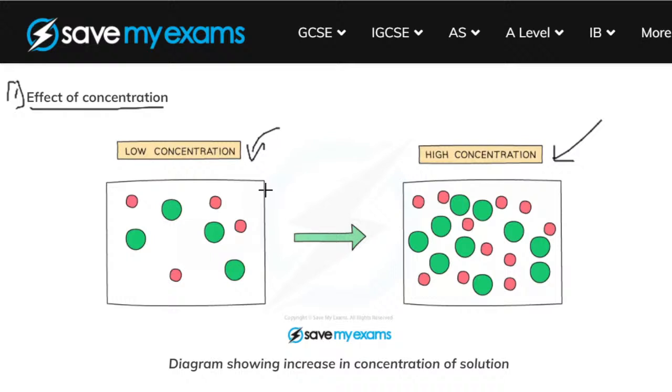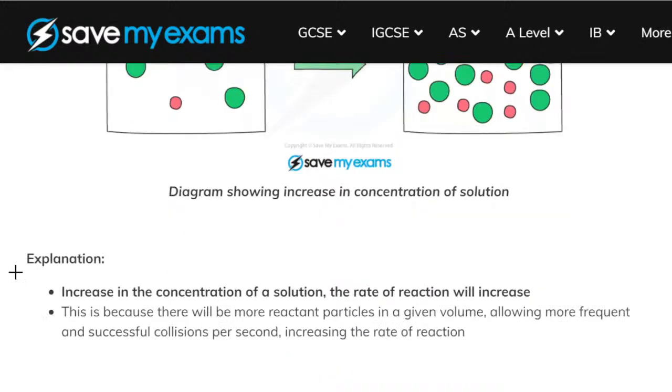That's the main thing we're going to have a look at. So let's have a look at the explanation. It says that an increase in concentration of a solution will lead to an increase in the rate of the reaction. An increase in concentration equals an increase in the rate of a reaction. So it's quite straightforward there. When I increase the concentration of a reaction, this will give me the ability to have a quicker rate of reaction.